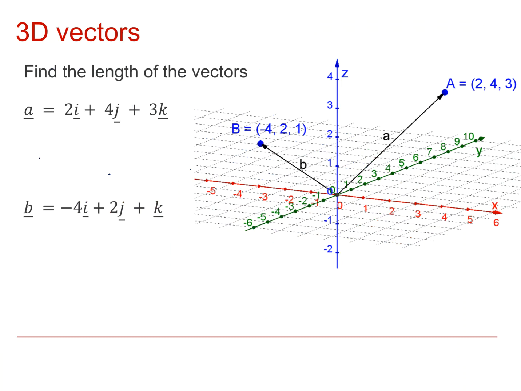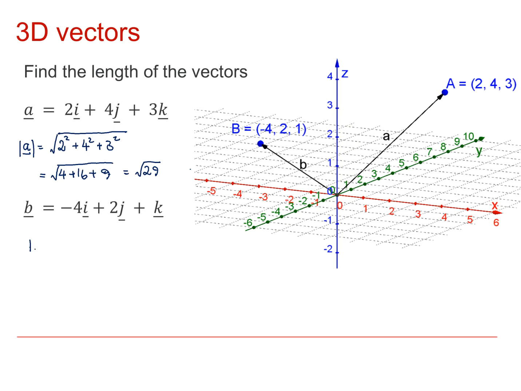So the magnitude of the vector a is the square root of 2 squared plus 4 squared plus 3 squared, which is root 4 plus 16 plus 9, which is root 29. Pause the video for a moment while you work out the length of vector b.